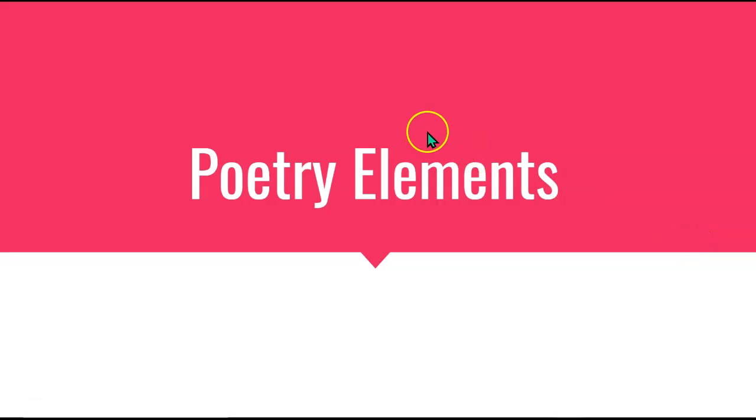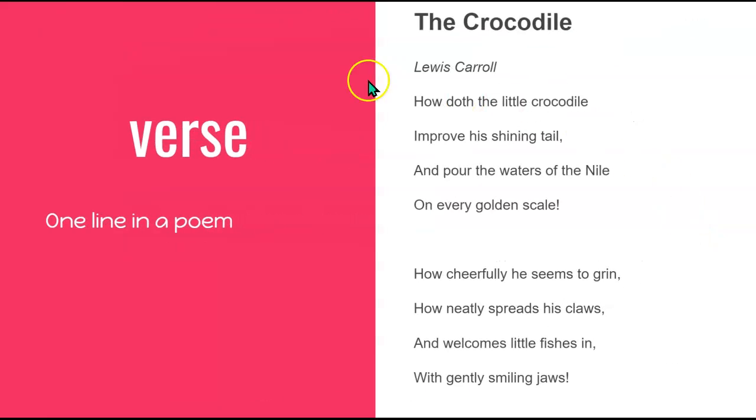Hi, fourth graders. Today we're going to be talking about poetry elements. Those are the unique things that authors or poets, which are the authors of poetry, use when they're creating or writing poetry. Our first element that we're looking at is a verse, one line in a poem. So this would be like a sentence in a poem.